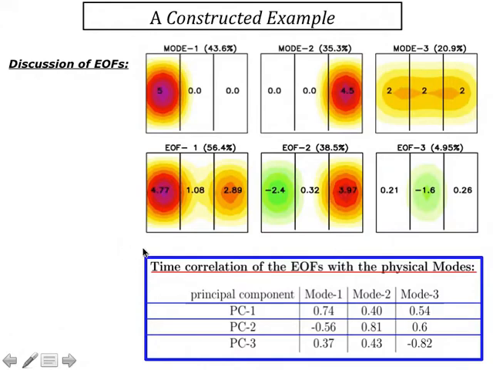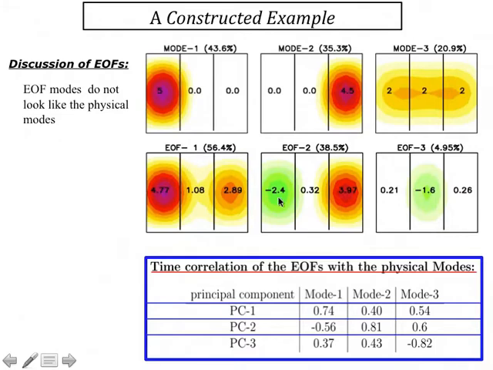This is all just linear algebra. There's no uncertainties in this, there's no sampling uncertainties. This is just exact numbers from linear algebra. So the first thing that you notice is the EOFs do not look like my physical modes. Right? So first of all, I have here EOF number 1. That looks a little bit like mode number 3, but mode number 3 had only 21% variance. This one has 56, so more than twice as much.